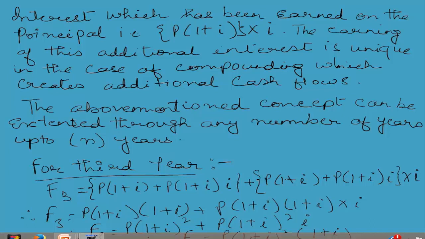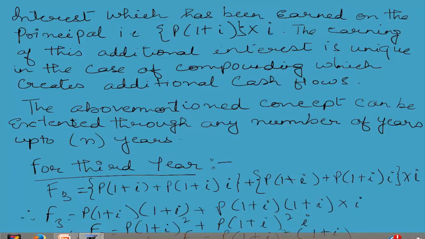At the end of the second year, our new principal was P(1+I) plus P(1+I) into I, which becomes the new principal for the beginning of the third year. For the beginning of the third year, our new principal becomes P. The closing principal of the second year becomes the opening principal for the third year, which takes the form of P(1+I) plus P(1+I) into I.